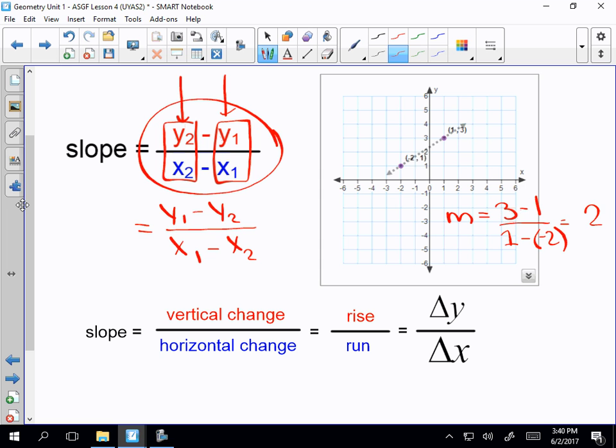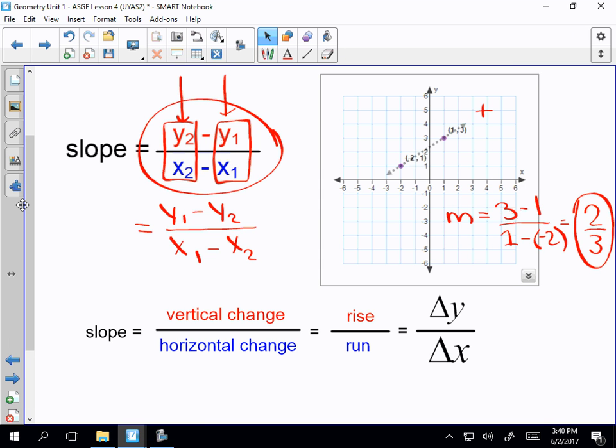3 minus 1 is 2. We've got 1 minus a negative 2. 1 plus 2 is 3. Okay, it makes sense. Our slope is going uphill, so it's positive. So we get a slope of 2/3.